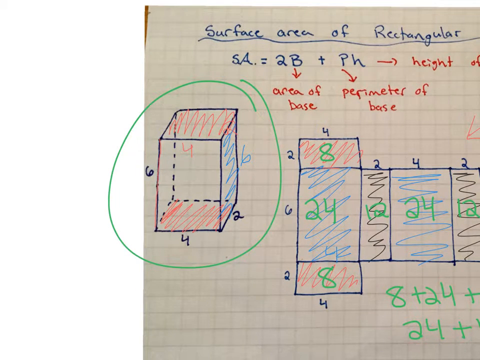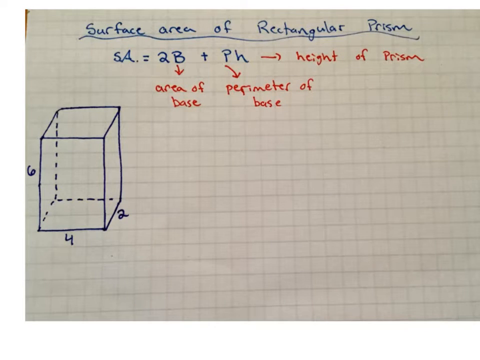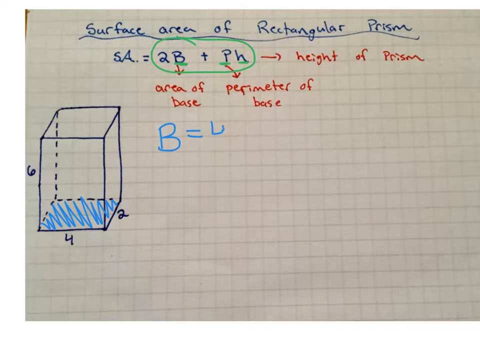Now we're going to find the surface area again of the exact same prism, but this time we'll use the formula so you can decide which way you like best. So using the formula, I want to find each of these: the big B, the big P, and the little h. Starting with the area of the base. In a rectangular prism, you have leeway on which one you make your base, but I'm going to make this one my base. So the area of my base is 4 times 2, which is 8.